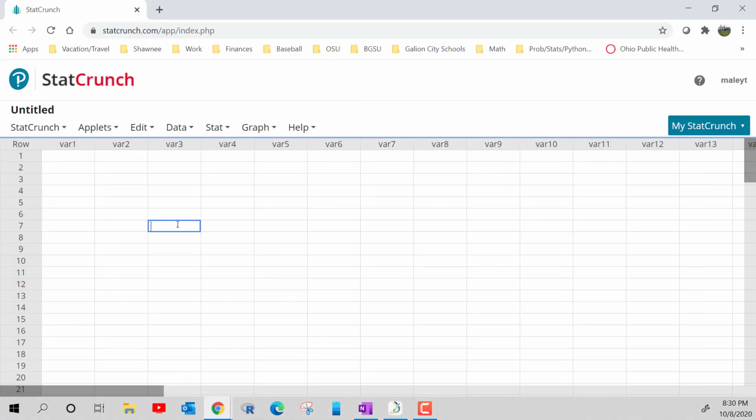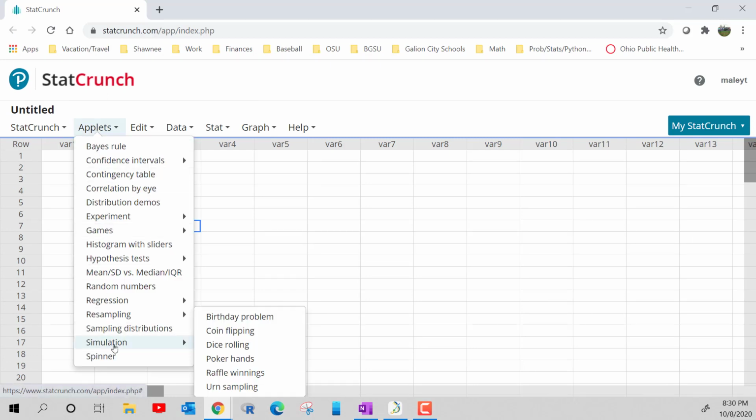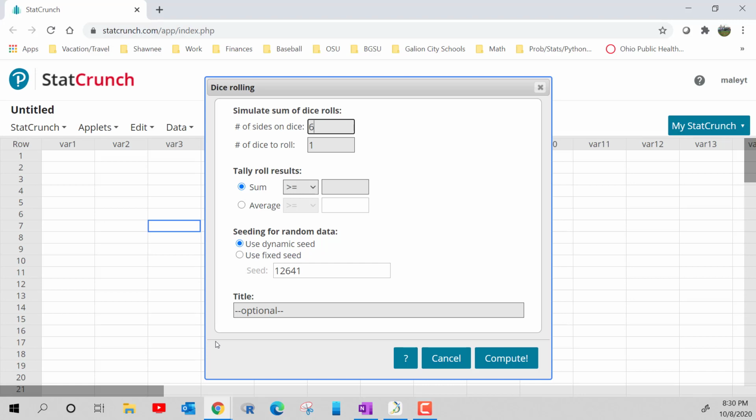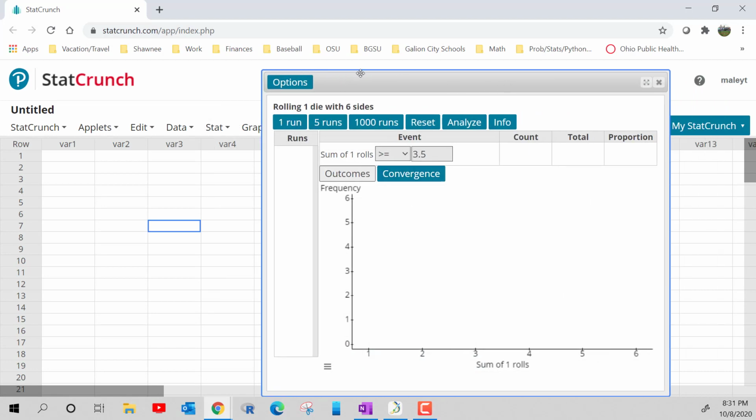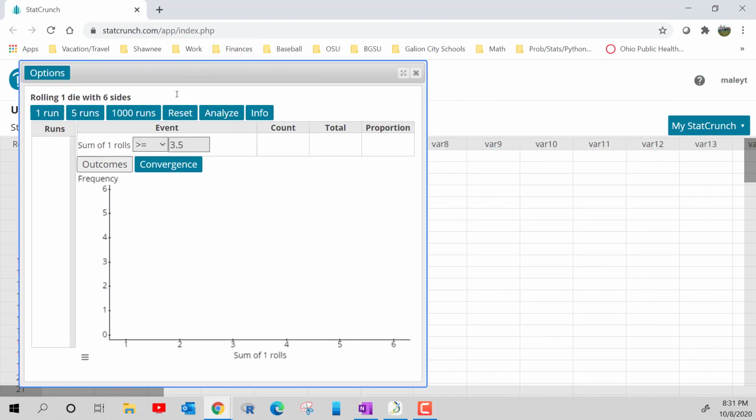So what you'll do is go to applets and then simulation and then dice rolling, and for number of sides you're going to let that be 6, the number of dice to roll is 1, and then you're going to hit compute. It says under events in the applet, for the sum of one roll, use the pull down menu and select equals. So we want to select equals and 4. Hit 4 in the box. And it says click on convergence, so click on convergence.